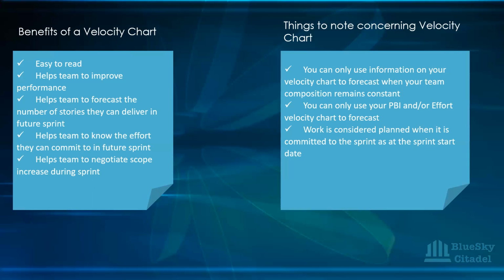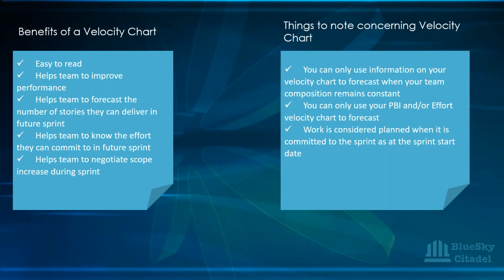Yeah, you might need to plan for less. That's when it becomes erratic, because your composition also is erratic. But when your composition is constant, then you can use it to plan. You can use it to forecast what you need to do. Okay. And then you can only use your PBI or your effort on your velocity chart. You can't use task. You can't use your bug. You can only configure it using your PBI or your effort to be able to get accuracy on it.